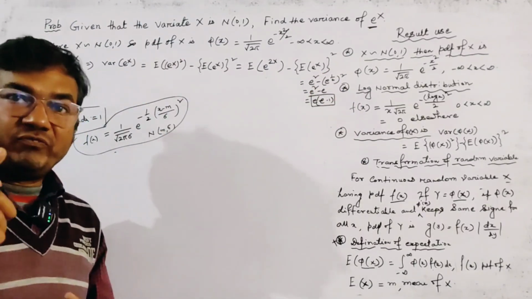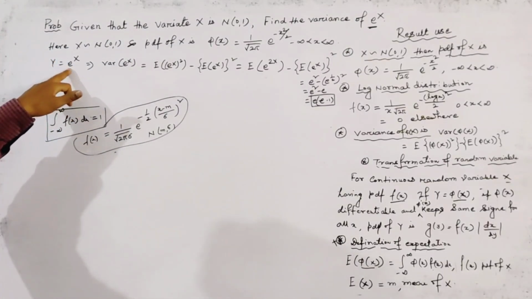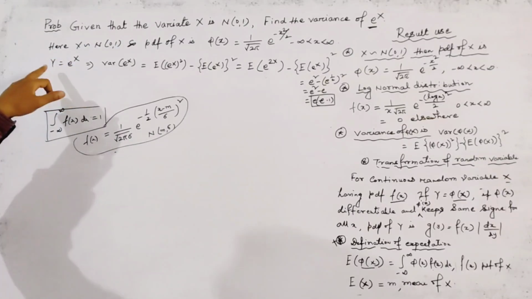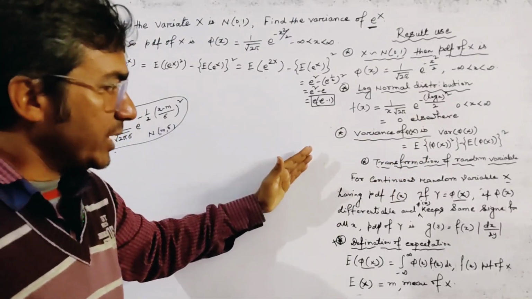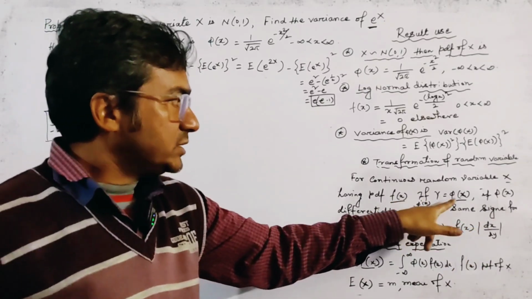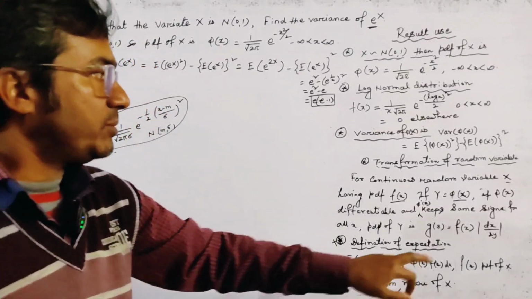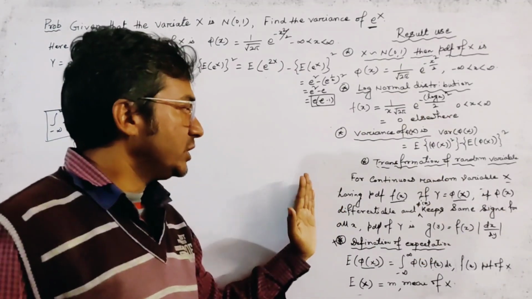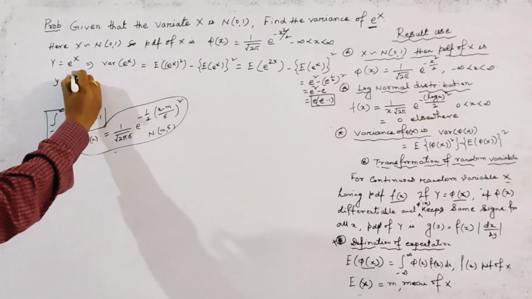In this method we first find the probability distribution of y, which is taken as e to the power x. To convert the PDF of x to the PDF of y, we use the transformation of random variable formula, given by g of y equals f of x into mod dx by dy, where y equals phi of x. For this we must have two important properties. The first property is that phi of x is differentiable and phi dash x has the same sign. We use this property.